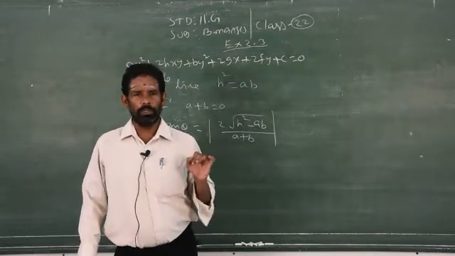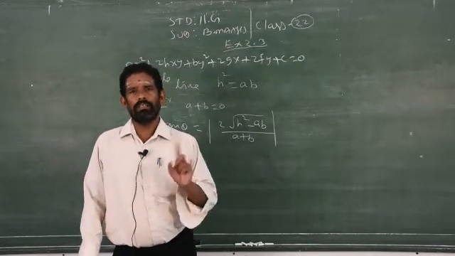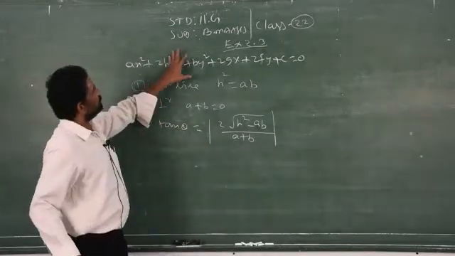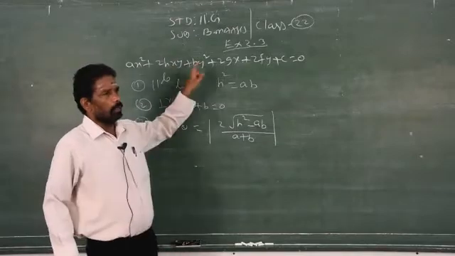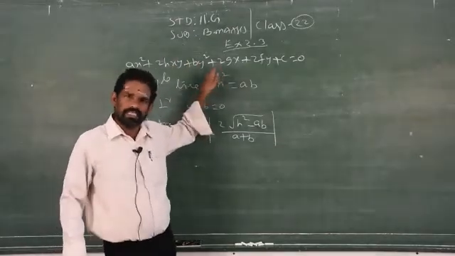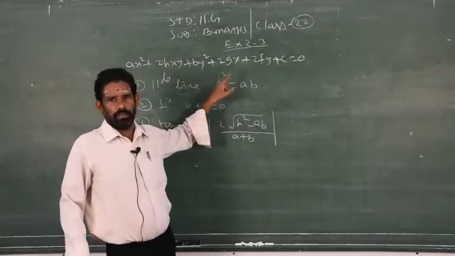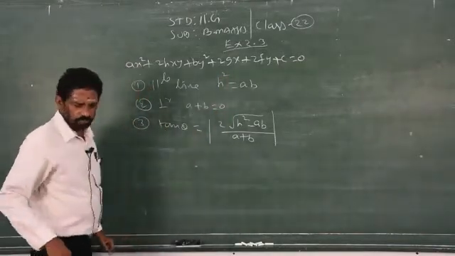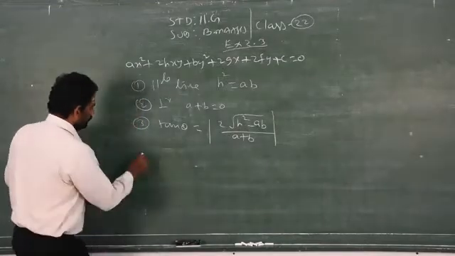If I give you one equation, you have to check according to the conditions whether that equation is a pair of straight lines or not. If I am saying this is a pair of straight lines, you must check whether it is truly accepted as a pair of straight lines or not. For which we have two formulas.